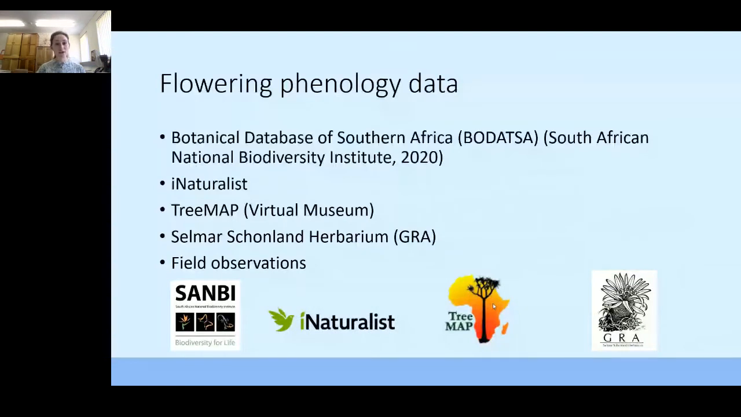My next step was to get flowering phenology data. So this is the date of flowering, and all my records were from sources that had flowering scored as present. My main sources of data were from the Botanical Database of Southern Africa through SANBI, and from citizen science records on iNaturalist. I also got additional data from TreeMap, through the Virtual Museums Project, the Selmar Schonland Herbarium, and also a few field observations to boost records.